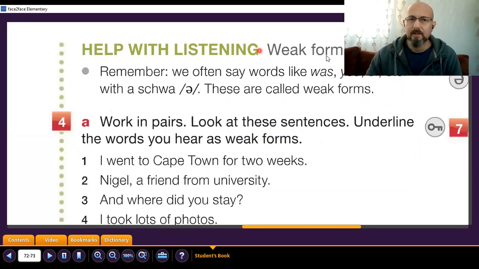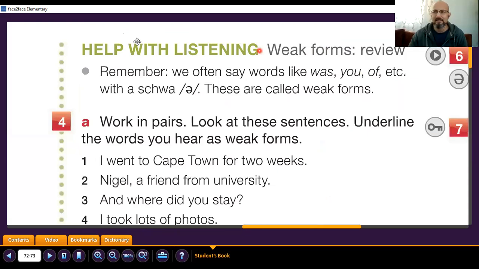Weak forms and review. What's weak form? Weak form is when you say the words without stress. So remember, we often say words like was, you, of, etc. with a schwa. What's the schwa? These are called weak forms.